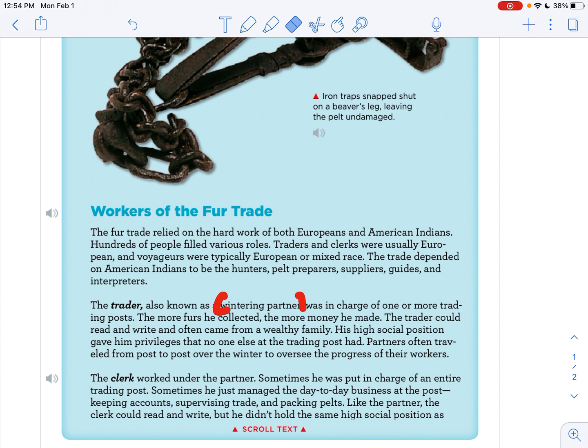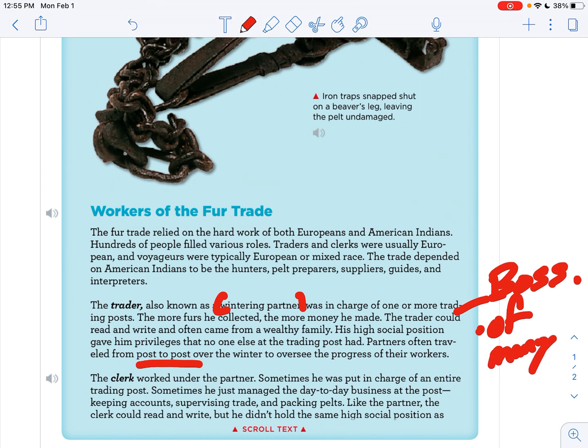So he was the boss of the fur trading post. Partners often traveled from post to post over the winter to oversee the progress of the workers. Remember, he could be the boss of many fur trading posts.